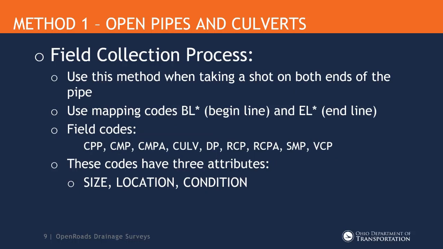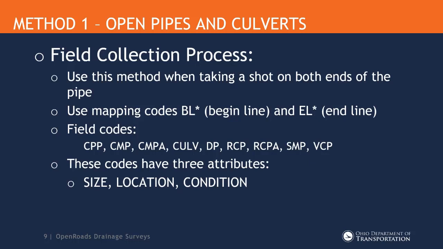So let's talk about each of these 3 methods. And the first one is just open pipes and culverts. And again, that's going to be used when you're taking a shot on both ends of the pipe, and you'll use those mapping codes for begin line and end line, and there's the generic field codes. These codes in the old standards had 3 attributes for size, location, and condition. So these codes did not use the P1 attribute. It just used those attributes.